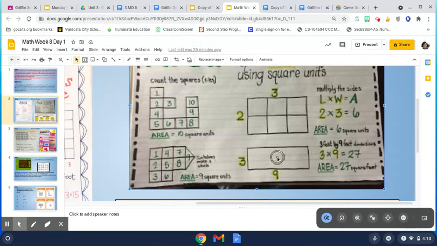Okay, in this rectangle, we have a length of 3 units times a width of 9 units. We multiply, we see that the area is 27 square feet.